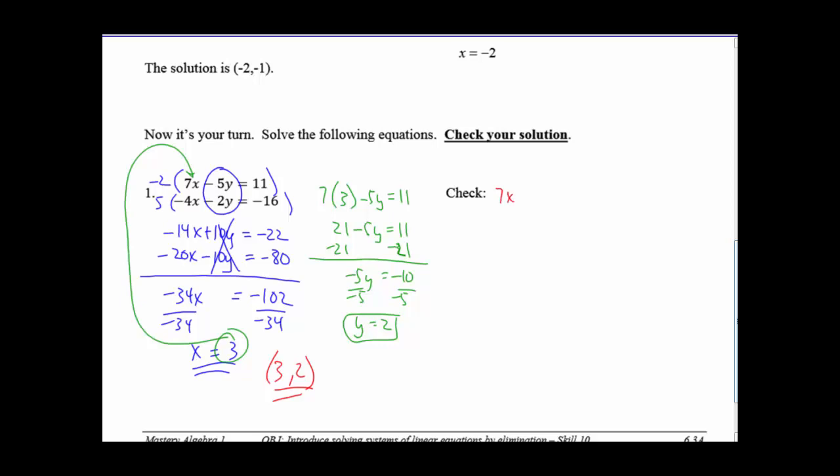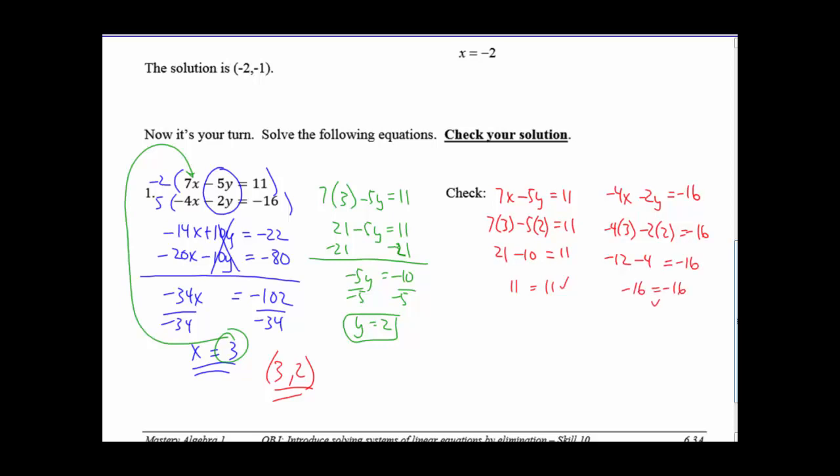Take the first equation, 7x minus 5y equals 11. Negative 4x minus 2y equals negative 16. Plug in 3, 2. We get 21 minus 10, which is 11, is equal to 11. Do the other one. Negative 4 times 3 minus 2 times 2 should equal negative 16. Negative 12 minus 4. Negative 12 and 4 make negative 16. That is solving by elimination. Multiplying just one equation or multiplying both equations.